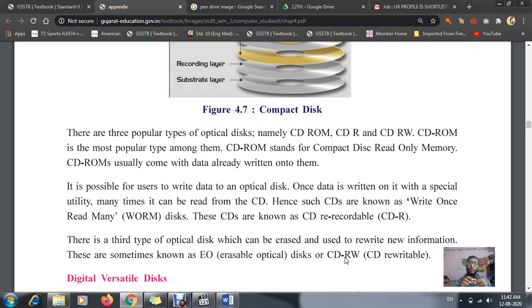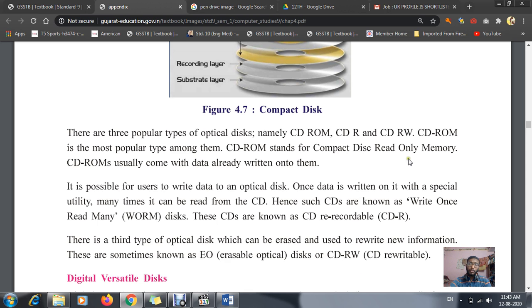Normally we mainly use two types of CDs. According to the textbook there are three, but mainly we use two types. The first is recordable, the second is rewritable. That means in some CDs we can just record and save, and we are not able to change it, whereas in CDRW we can delete and again change our data. Such a type of CD is known as CDRW.